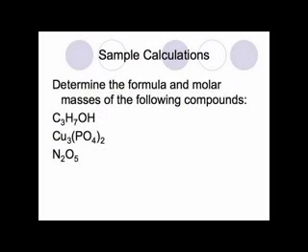Well, let's do some sample calculations together. Here we're going to determine the formula and molar masses of the following compounds. The first one is C3H7OH. The second one is Cu3(PO4)2, which is also known as copper(II) phosphate. And then finally N2O5, which is dinitrogen pentoxide. The C3H7OH is a 3-carbon alcohol, and depending on which carbon the oxygen is bonded to, it can be called n-propanol or 2-propanol.